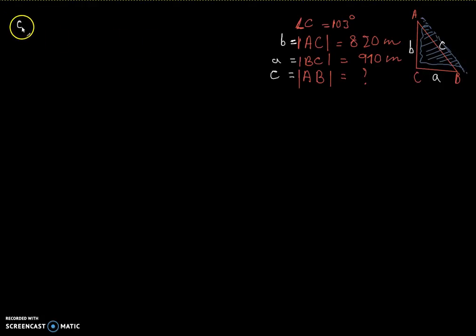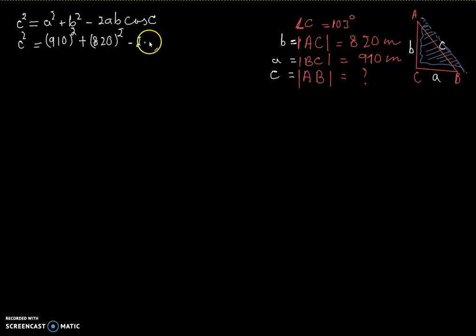So we can basically write C squared is equal to A squared plus B squared minus 2AB cos C. This is basically the law of cosines. And then C squared here is equal to A squared, which is 910 whole squared, plus B squared, which is 820 whole squared, minus 2 into A, which is 910, into B, which is 820, cos C. C is 103. So now you can calculate this.